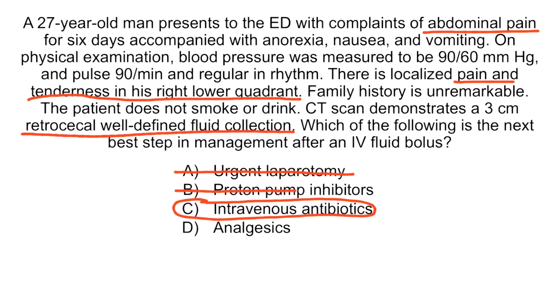Answer choice B, proton pump inhibitor, is the mainstay treatment for acute gastritis and peptic ulcer disease. Although analgesics are given for pain management, the underlying condition needs to be addressed, so D is incorrect. Analgesics will be given, but IV antibiotics ultimately lower the morbidity rate in patients with abscess formation from appendiceal rupture and will be the next best step in this case. And this concludes our section on acute appendicitis.